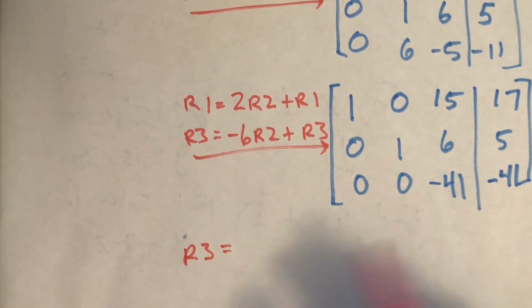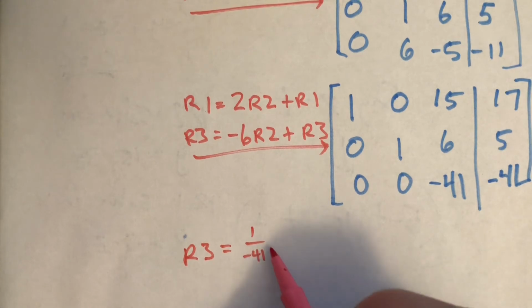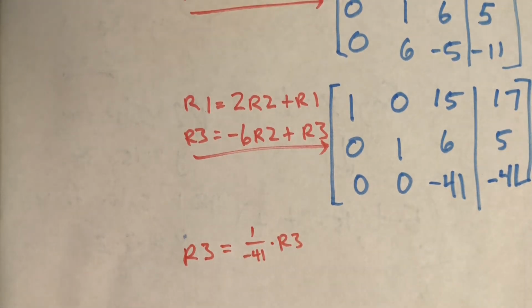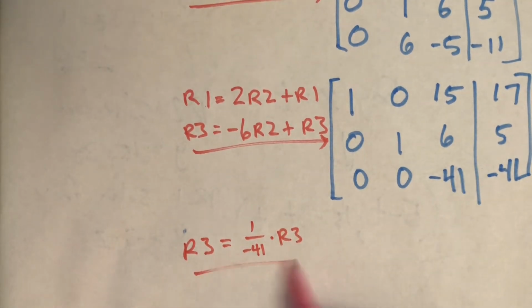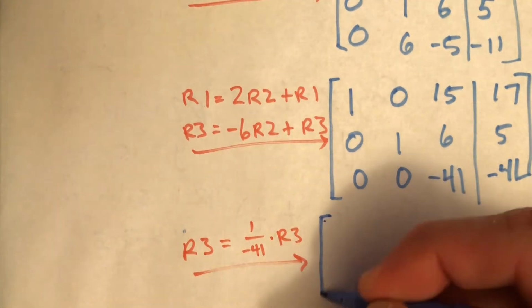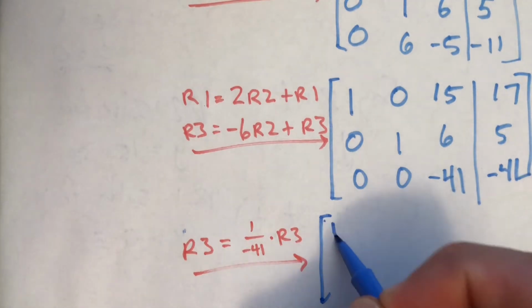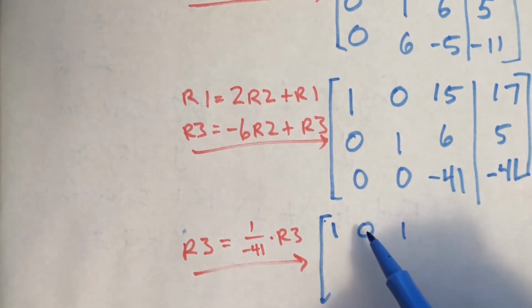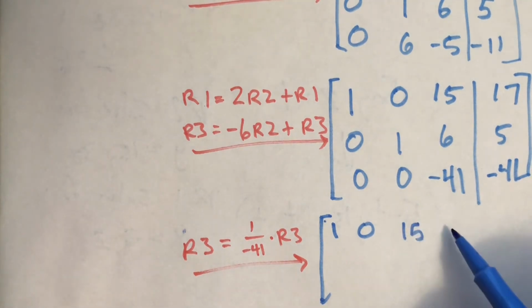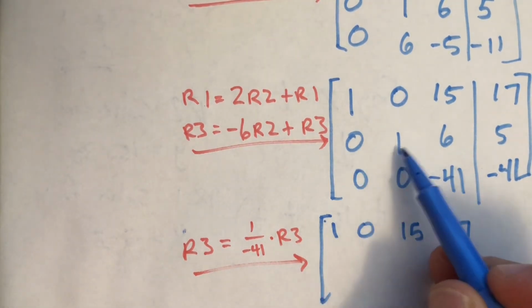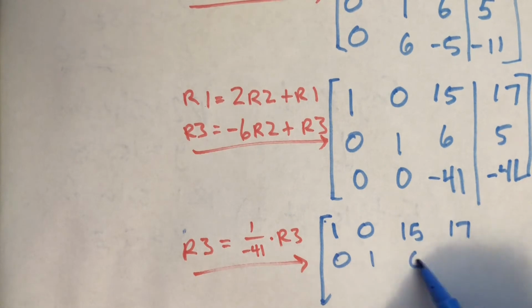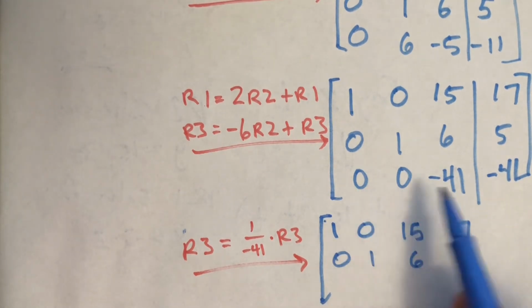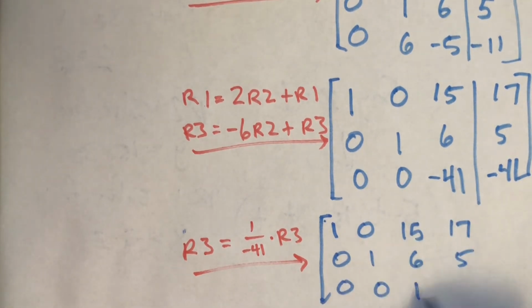I'm going to replace that with 1 over -41 times row 3. So I can just say, hey, I got a 1 and a 1, right? That's super convenient. Or at least more convenient than I thought it was going to end up being. 1, 0, 15, 17, 0, 1, 6, 5. And then I'm going to have 0, 0, 1, 1. Oh, wow.